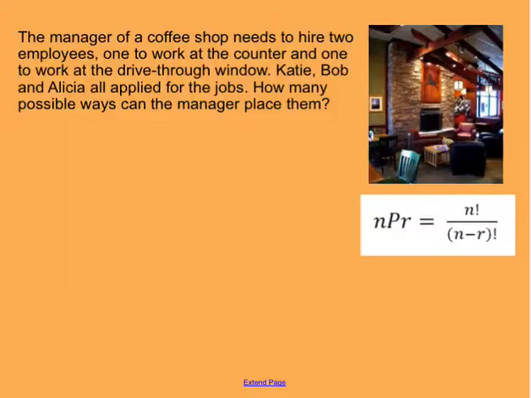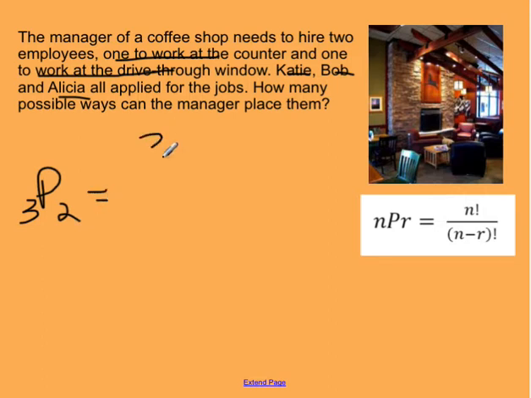So let's take a look at number 2. So for number 2, we have the manager of a coffee shop needs to hire 2 employees, 1 to work at the counter and 1 to work at the drive-thru. So we're trying to hire 2. We have 1, 2, 3 people that are applying for the job. So there's 3, but we're only going to pick 2 of them.